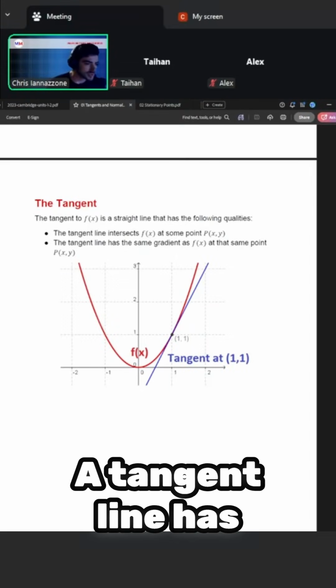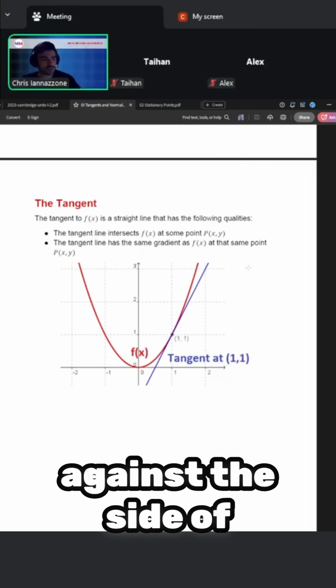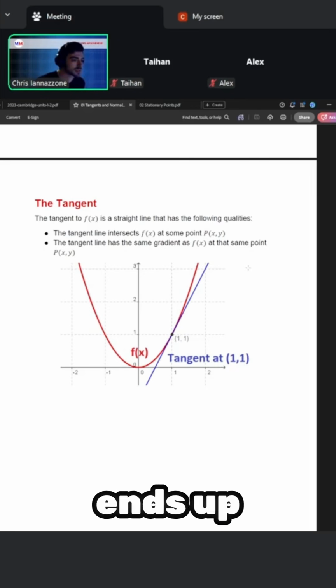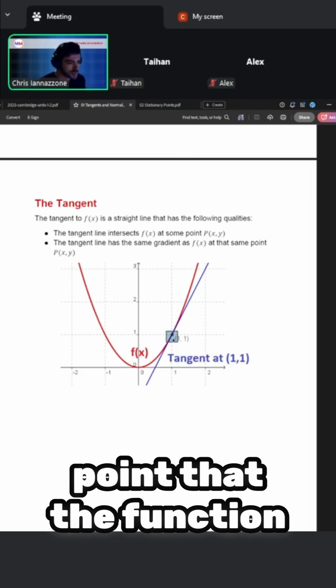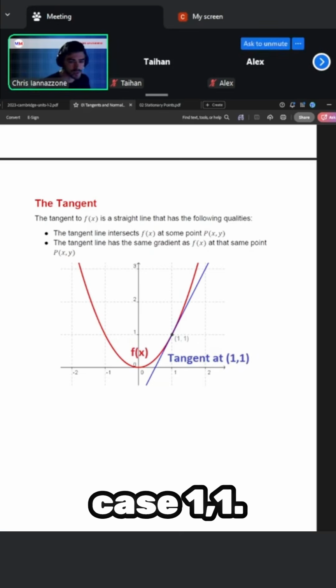A tangent line has to meet the following criteria. Basically, it is a line that brushes up against the side of a function, and what that ends up meaning is that it needs to share a point that the function shares. So both f of x and the tangent line have the exact same point, in this case (1, 1).